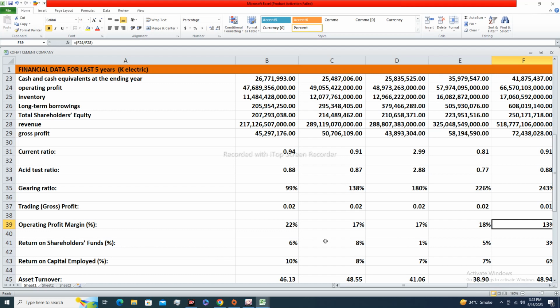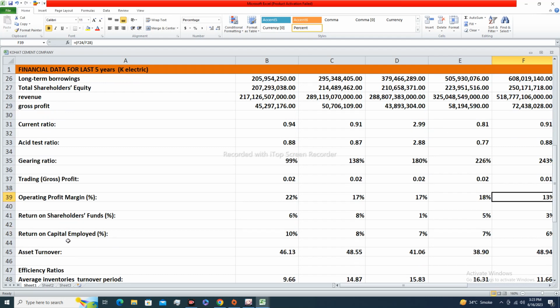Return on shareholder funds in 2018 is 6%, in 2019 it is 8%, and in 2020 it is 1%. After that, in 2021 it is 5%, and in 2022 it is 3%. We can also see return on capital employed, which is 10% for 2018, 8% for 2019, 7% for 2020 and 2021, and 6% in 2022.